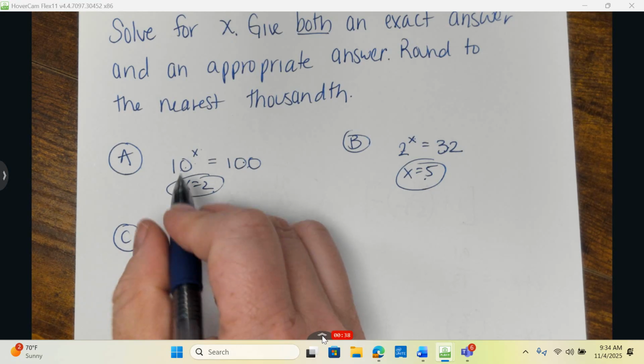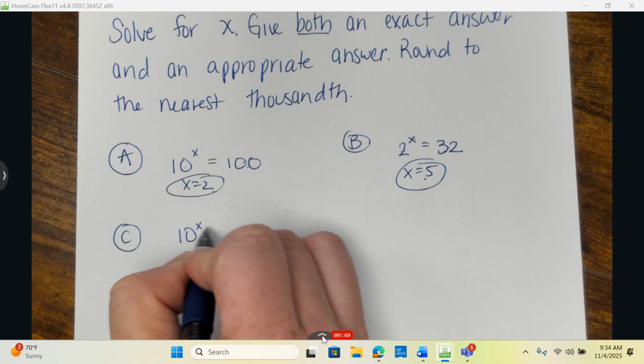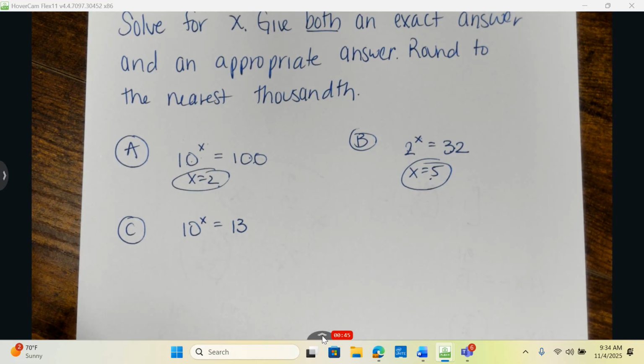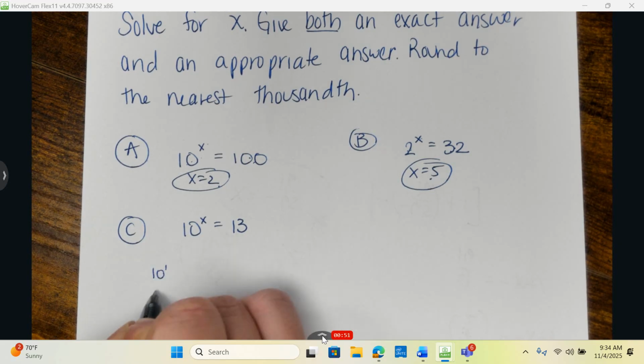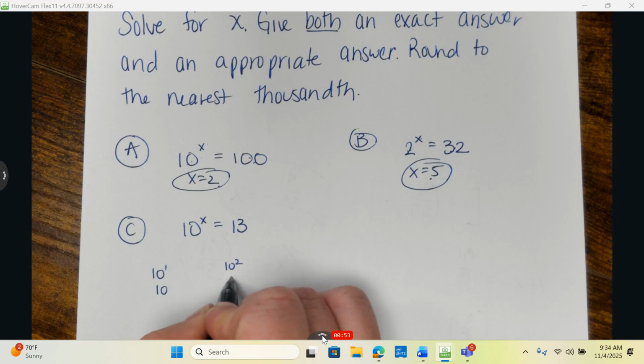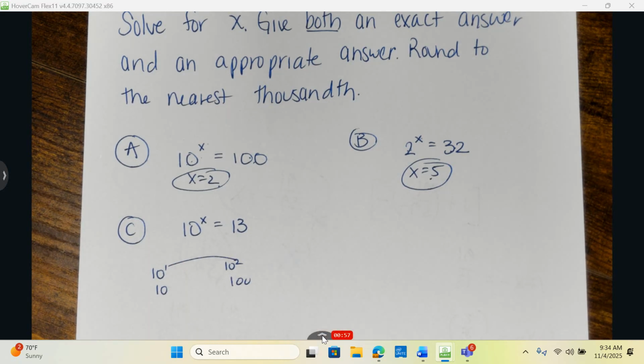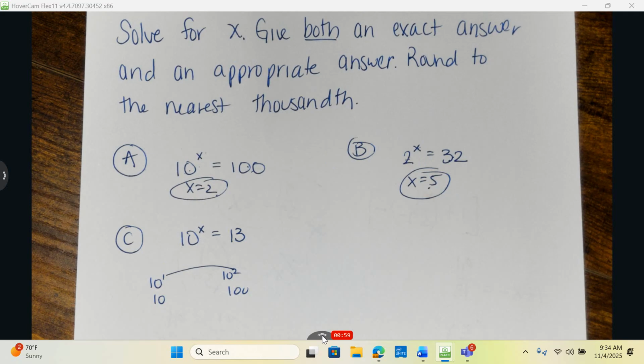What if we have something like this? 10 raised to what equals 13? Well, I know that 10 raised to the first is 10, and 10 raised to the second is 100. So if you're a visual learner like myself, then we know the answer for x lies between 1 and 2, but how can we get an exact answer like they're looking for?